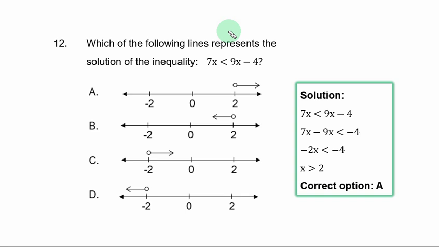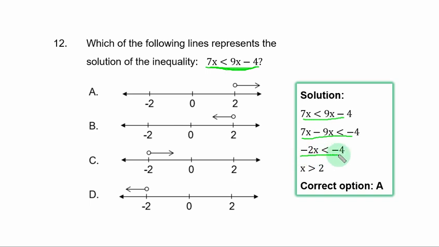Question 12. Which of the following lines represent the solution of the inequality 7s less than 9s minus 4? You have to solve the inequality for s. So you have it in this form. Simply collect like terms. You have this result. If you subtract, you have minus 2s less than minus 4.